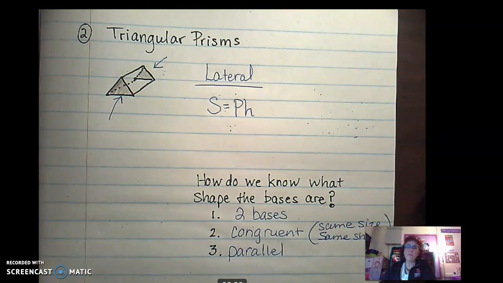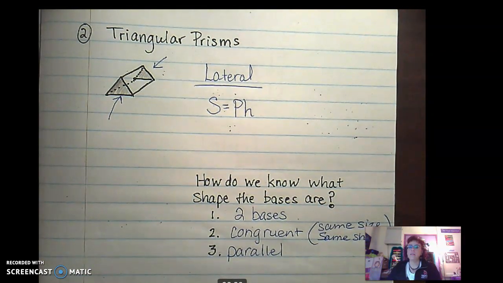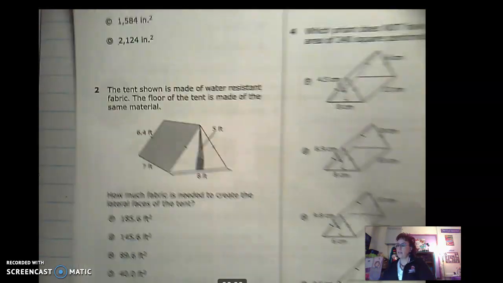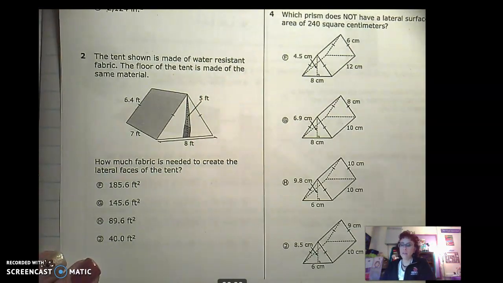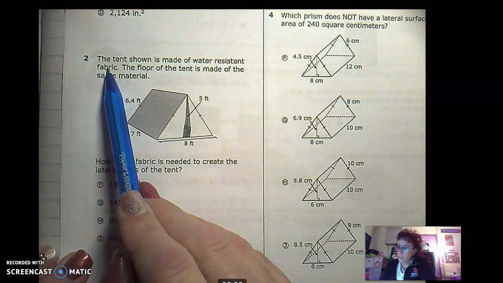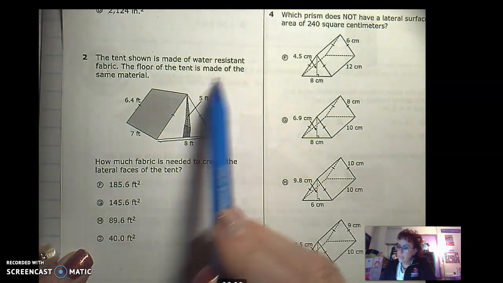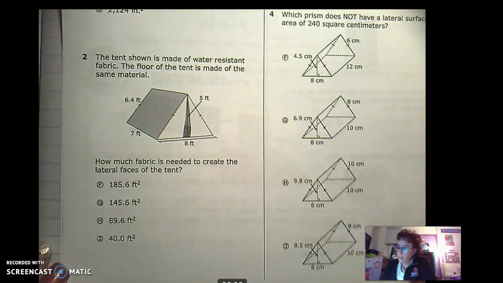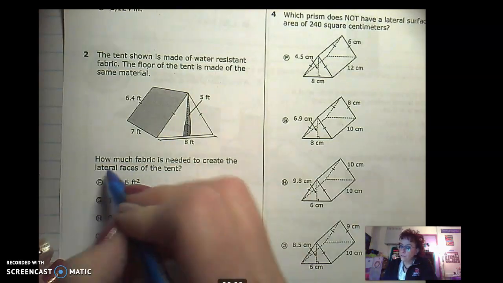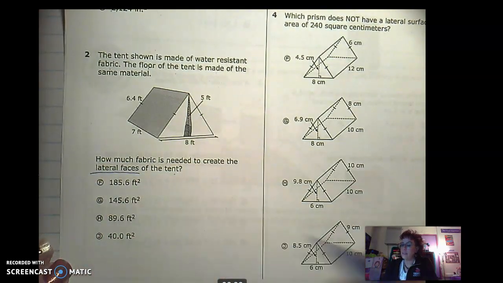So I actually had someone ask me about this today. They were like, Miss Daniels, I cannot get the right answer for this. Well, they had a triangular prism, and they were trying to find the lateral area. So it was this problem here. It says the tent shown is made of water-resistant fabric. The floor of the tent is made of the same material. And then it says how much fabric is needed to create the lateral faces of the tent.